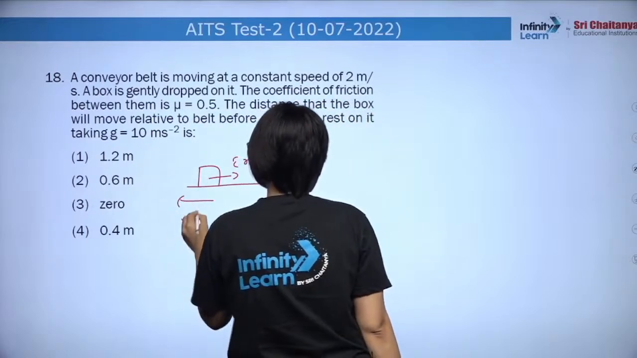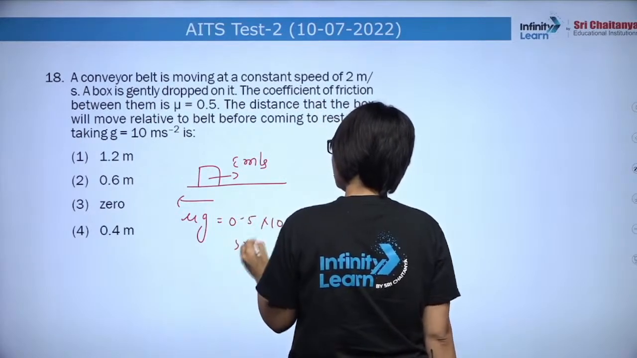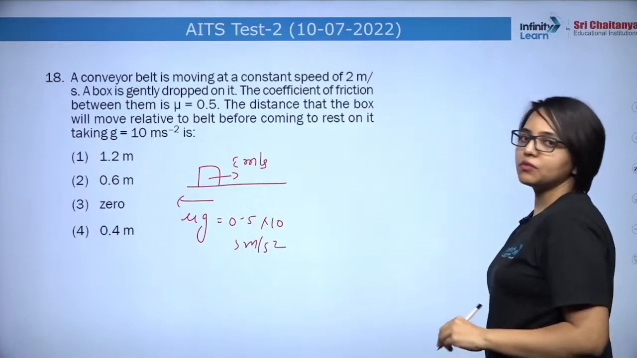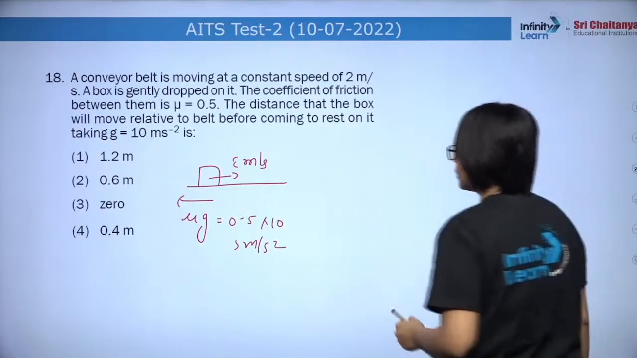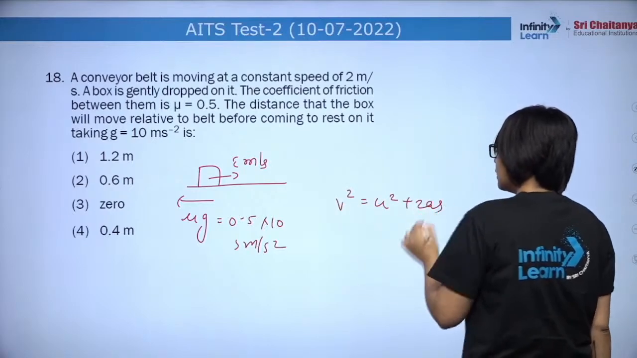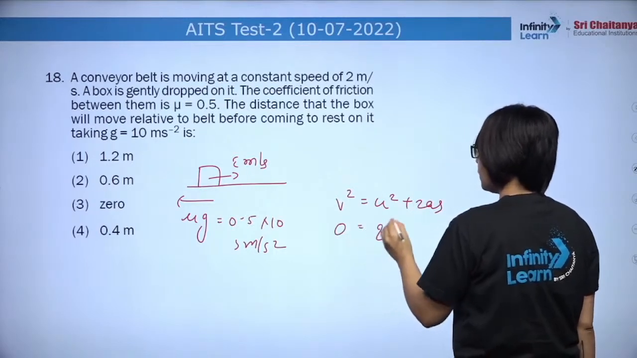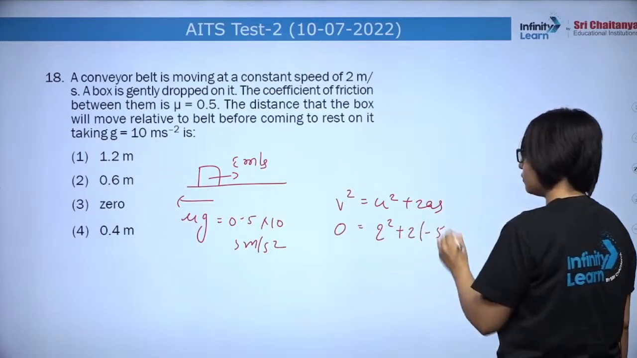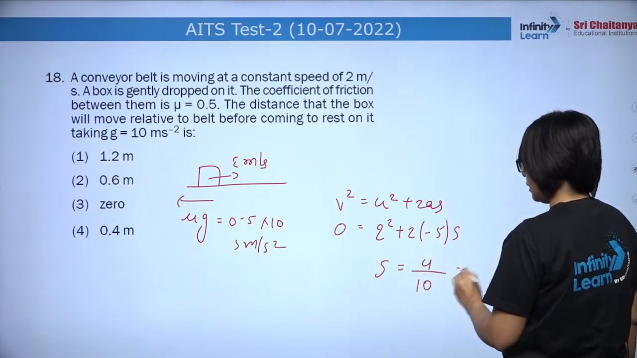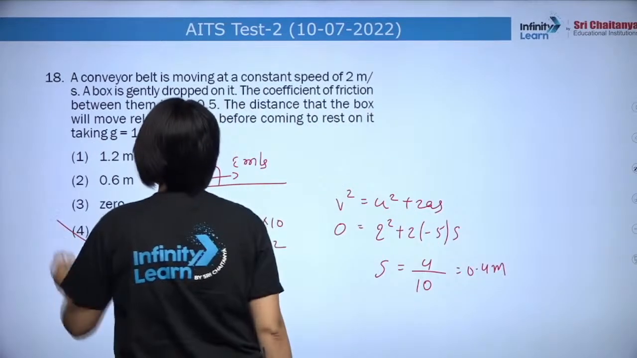So retardation will be mu g in the backward direction, which is 0.5 into 10, that is 5 meter per second square. The distance that the box will move relative to the belt before coming to rest on it. So we know that V square is equals to U square plus 2AS. So over here V square will be 0, U square will be 2 square plus 2, A will be minus 5 into S. So S will be 4 divided by 10, and that is equal to 0.4 meter. So correct answer is option 4.